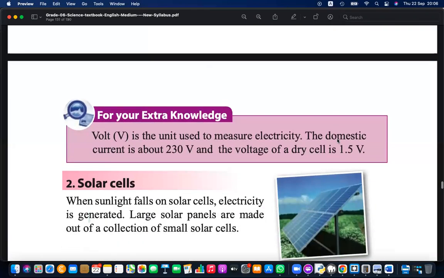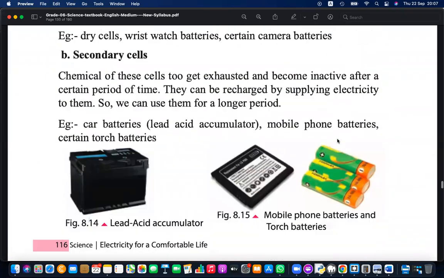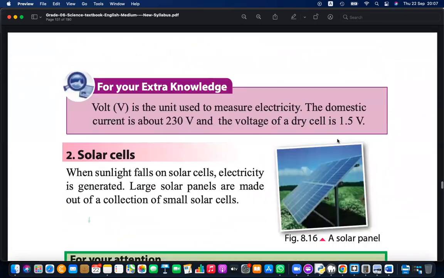And the solar cell is basically converting sunlight to electrical current, electricity. So chemical reactions to electricity is done by the simple cells, primary cells, and secondary cells. Then sunlight to electricity conversion is done by solar cells. Okay, I hope now you have a clear idea.